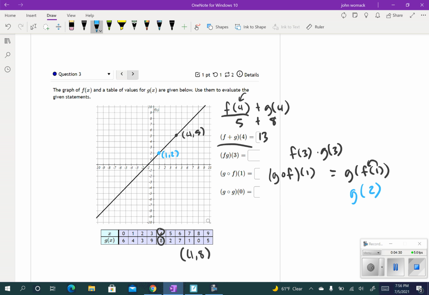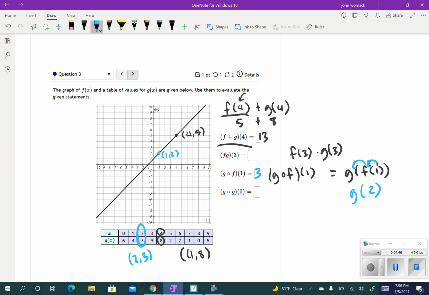So now I have g of 2. I plug 1 into f, I got 2 back out, so I'm going to plug the 2 into g. When I plug 2 into g down here, that's this point. I plug 2 in, I get 3 back out. So the answer on that one is 3.